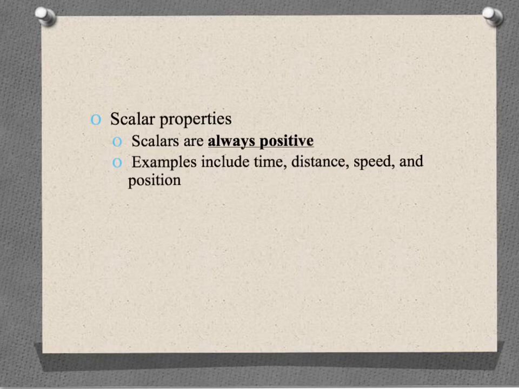Now we're going to discuss different properties of motion that fit into each category. First, we're going to focus on our properties of motion that are scalar properties. All of these properties will always be positive because it's just the size. So, time, distance, speed, and position are the four main scalar properties that we're going to focus on in this class.